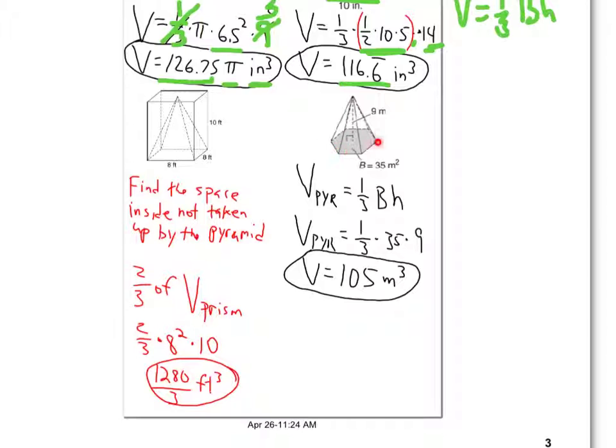This pyramid over here has a hexagon as a base area. We haven't talked about the formula. We won't do that till geometry, when you take geometry in 9th or 10th grade, but it gave you the base area here for this hexagon base, and that's 35 square meters. You still just multiply that base area times the height, and multiply by 1/3, and all that came to 105 cubic meters. And that is the end of the lesson.